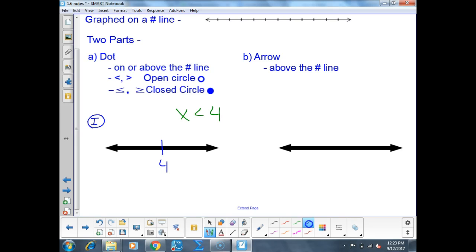So this first one is going to be the more common one. And so what's going to happen here is you're going to put an open circle around that number, here let me go in this color so it sticks out a little bit. And then we want an arrow above the line, and we want the arrow to show numbers that are all less than 4. Well, which way is less than? Where on a number line are the smaller numbers? To the left, right? So I'm going to go up and left from there.